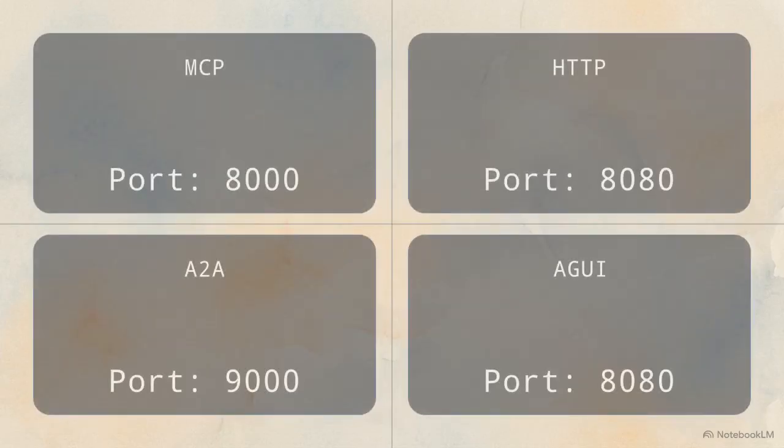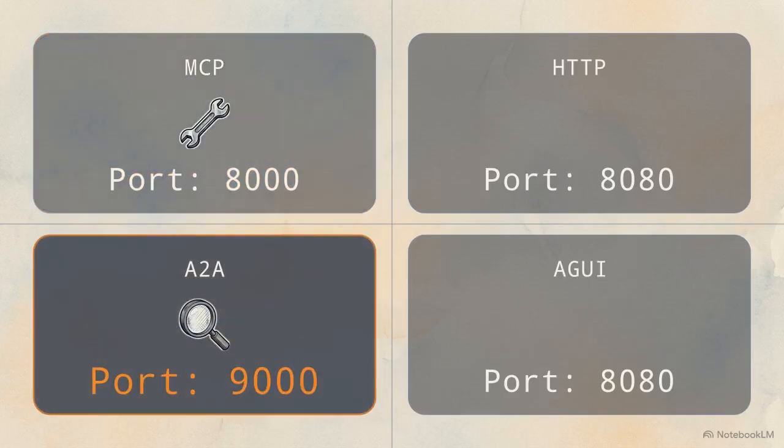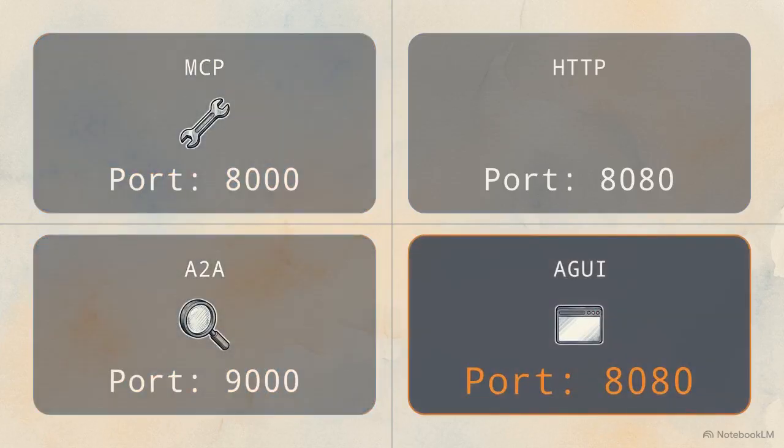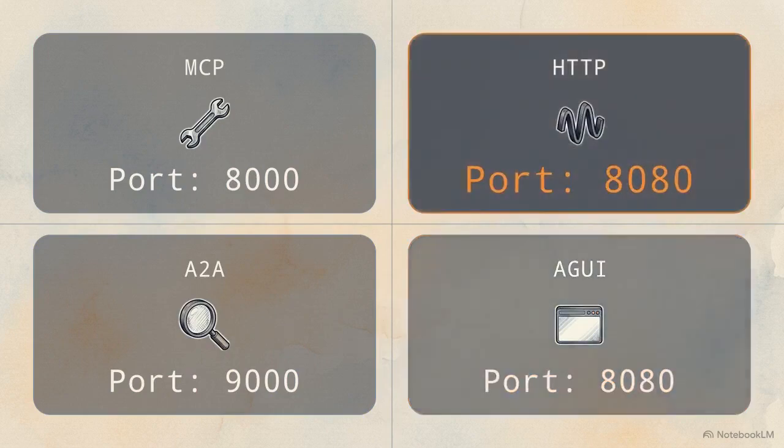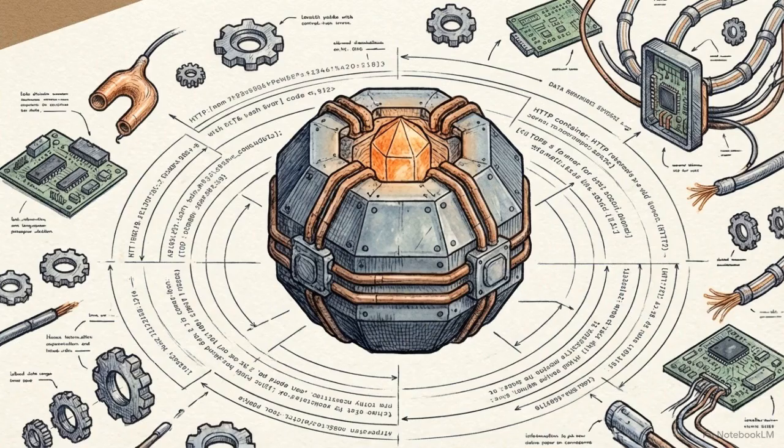This matrix maps each protocol to its specific engineering use case. MCP handles tool servers on port 8000, while A2A and AGUI manage agent discovery and user interfaces. HTTP on port 8080 handles direct API calls and real-time streaming. We will engineer a fully compliant HTTP protocol agent container from scratch to isolate the base requirements of the runtime.